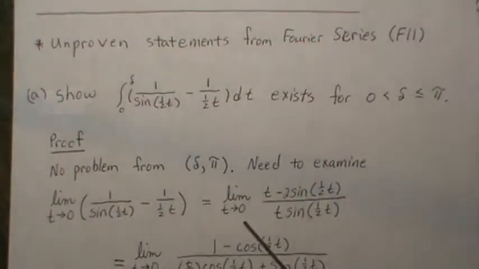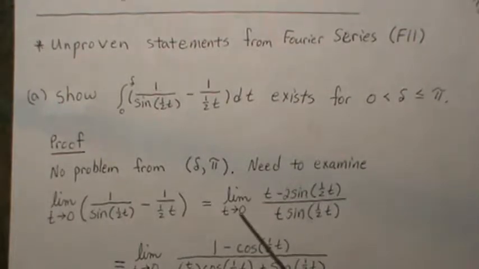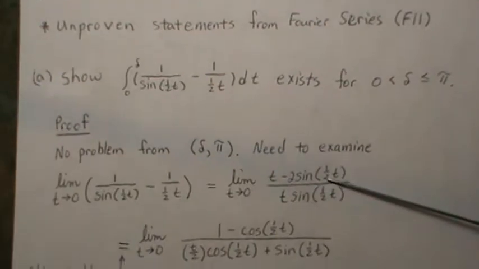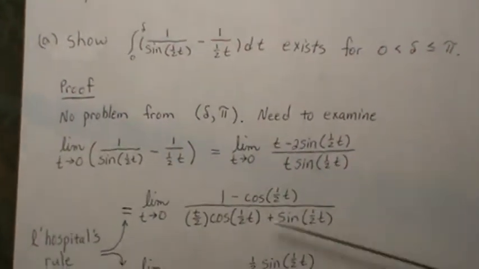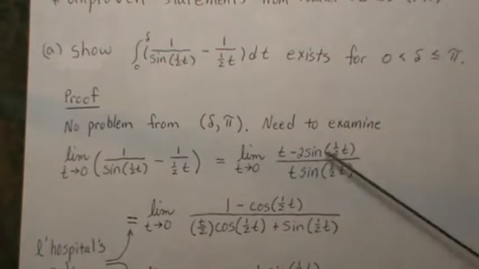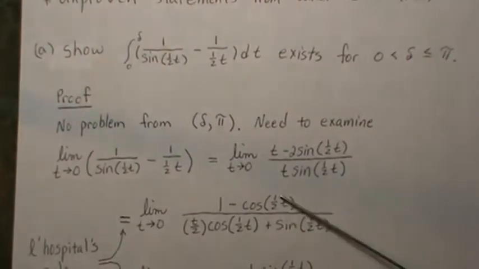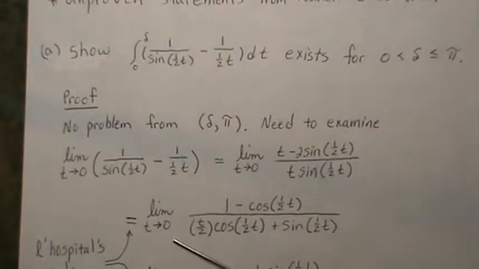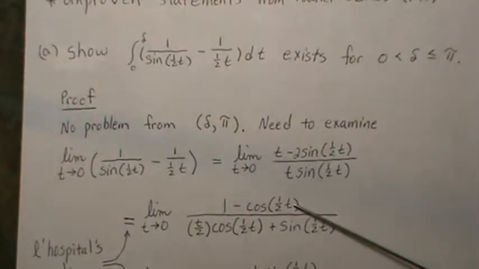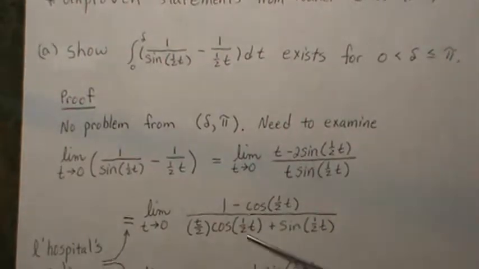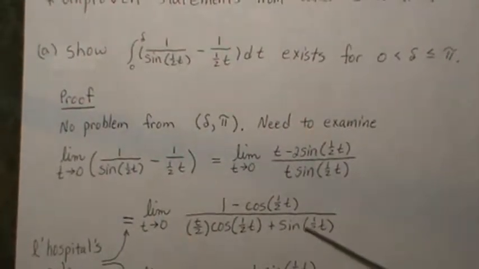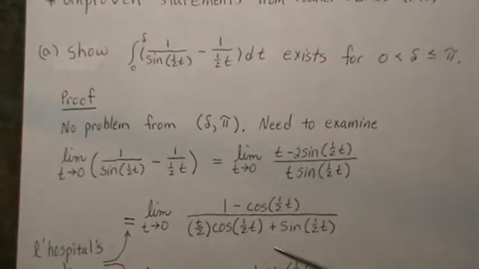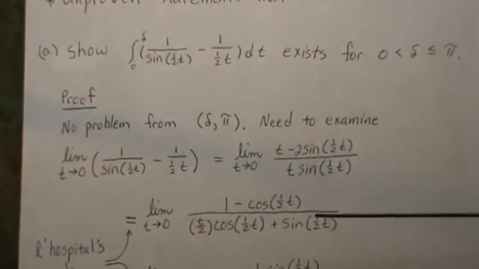Then as t goes to 0, everything's continuous, but we get a 0 over 0 case. So we can use L'Hopital's rule and take the derivative of the numerator and the derivative of the denominator, and we get this. And when you put in t equals 0, here you get 1 minus 1 is 0. And you get 0 here, and the t over 2 is 0, so this is 0. So you get a 0 over 0 situation again.